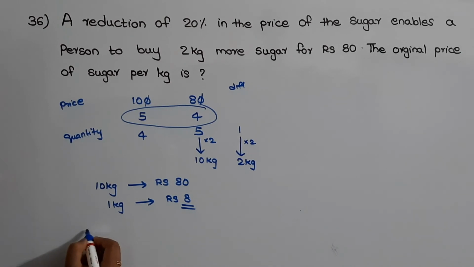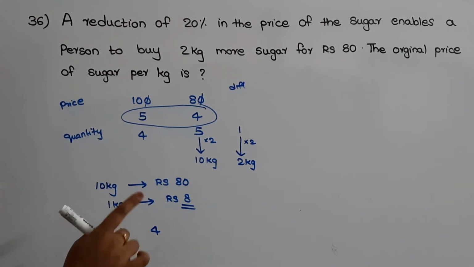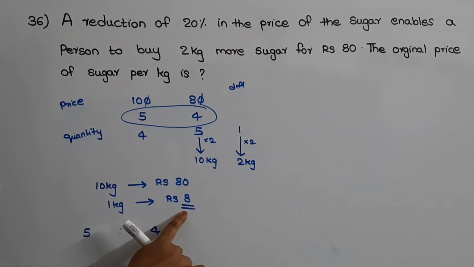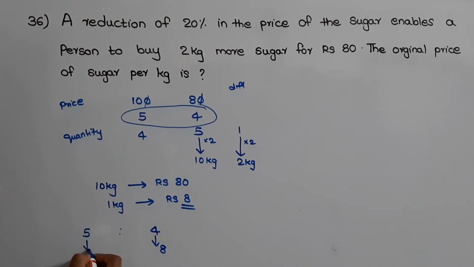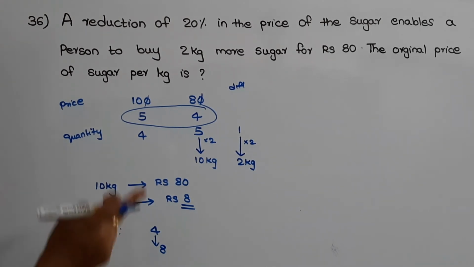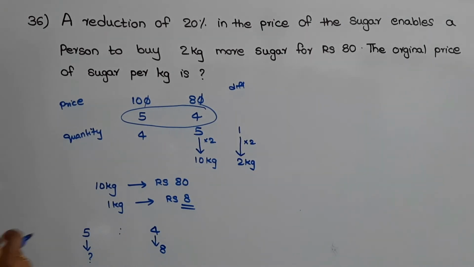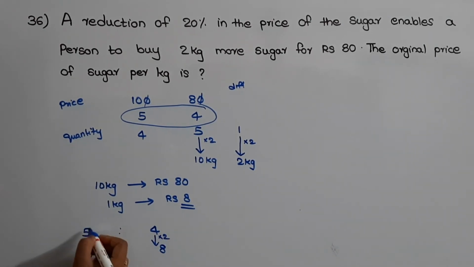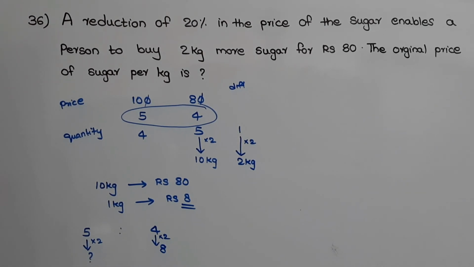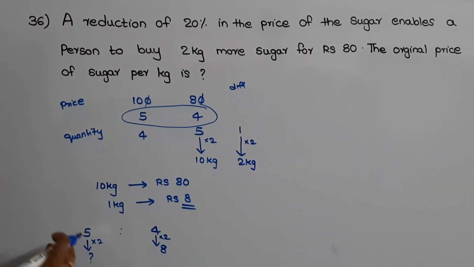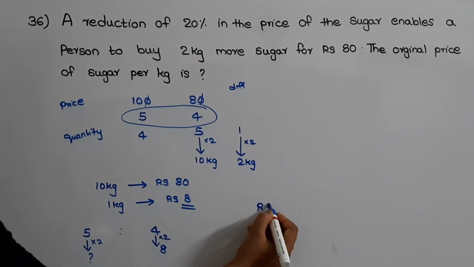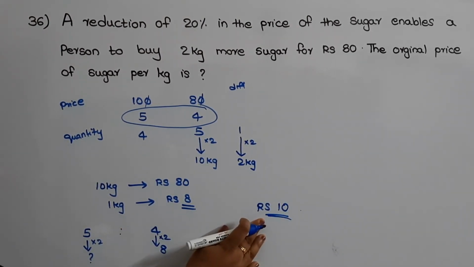So that we can find out with the help of this price ratio. Price ratio is 5:4. And we have found out the price of the sugar per kg in the second case as rupees 8. So we can represent this 4 as 8. So if 4 can be written as 8, how can we write this 5? On finding this value, we will get the price of the sugar per kg in the original case or in the first case. 4 into 2 is 8. So if you multiply this 5 by 2, we will get the price of the sugar in the initial case. So that will be equal to 5 into 2, that is rupees 10. So this is the answer.